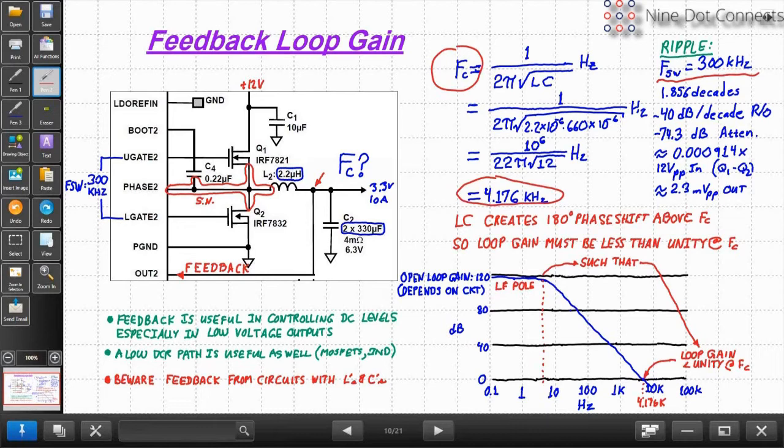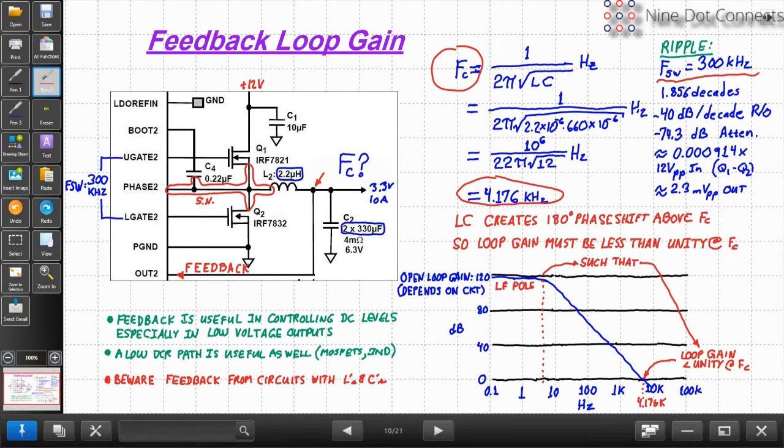Well, that frequency is 1.568 decades above the cutoff frequency. So since it's an LC, we have minus 40 dB per decade, and with that many decades, it comes out to 74.3 dB, which means the attenuation is going to be approximately 0.001, or about 1/1000th is going to make it through. That's pretty good attenuation.